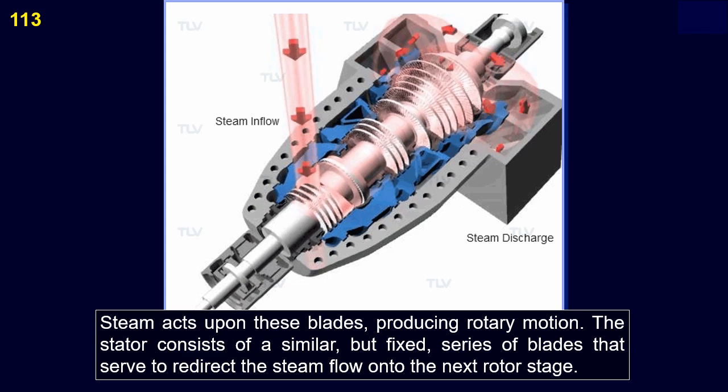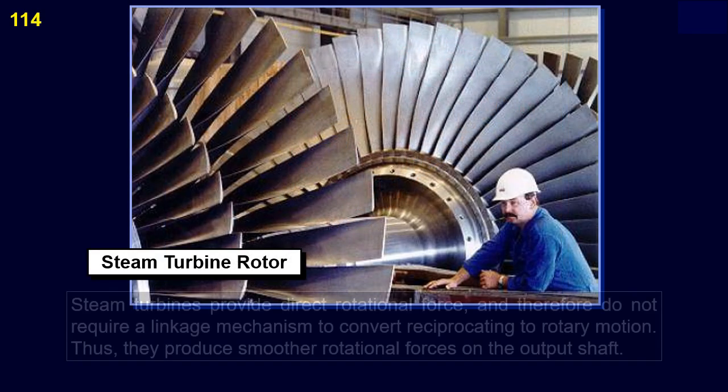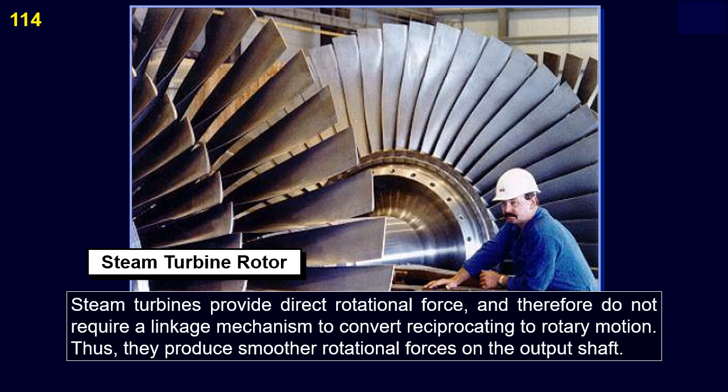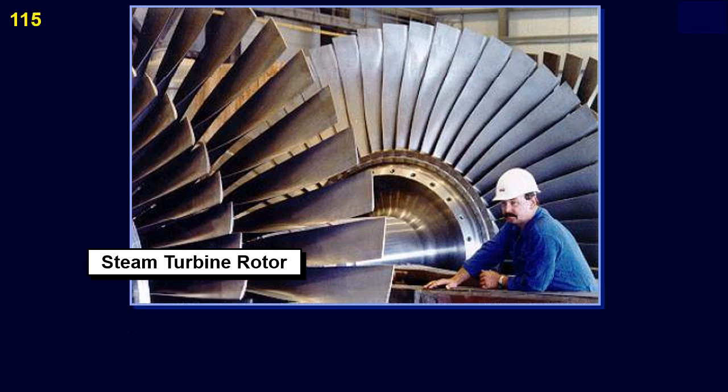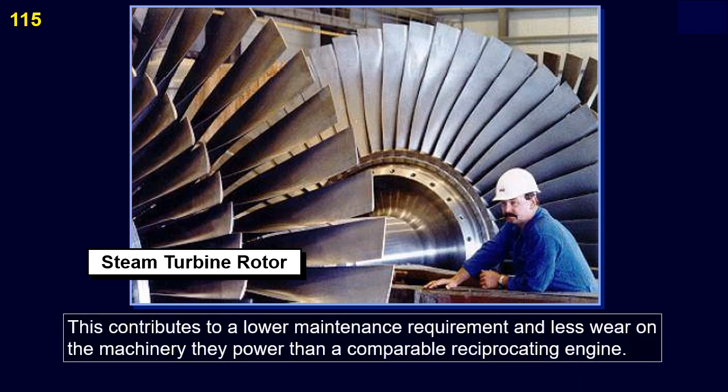next rotor stage. Steam turbines provide direct rotational force, and therefore do not require a linkage mechanism to convert reciprocating to rotary motion. Thus, they produce smoother rotational forces on the output shaft. This contributes to a lower maintenance requirement and less wear on the machinery they power than a comparable reciprocating engine.